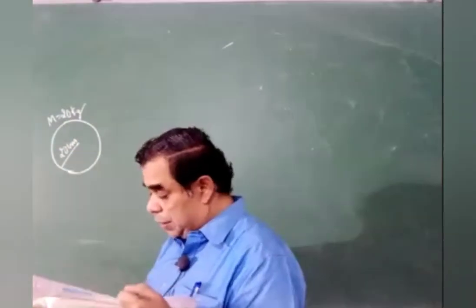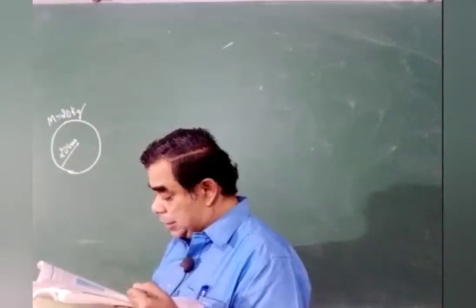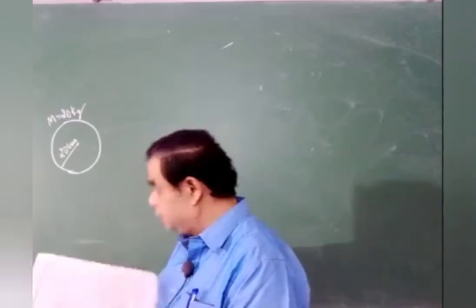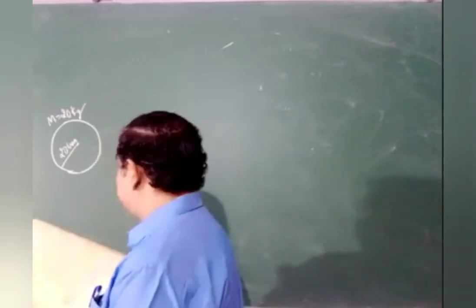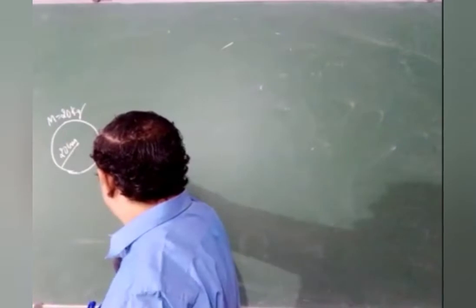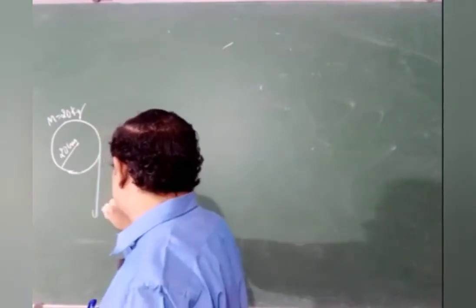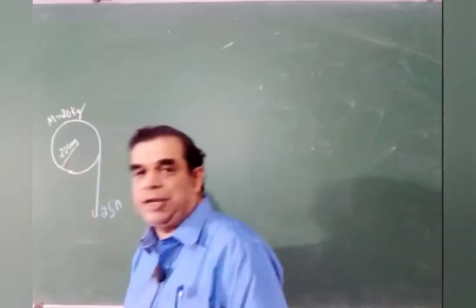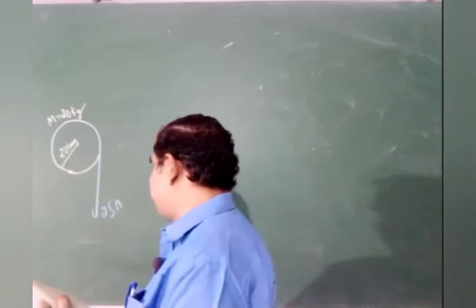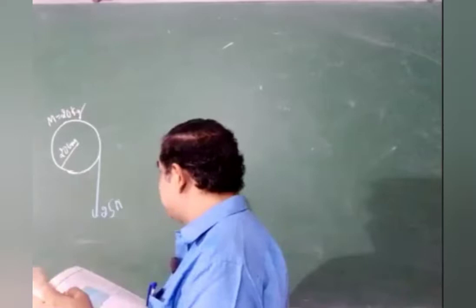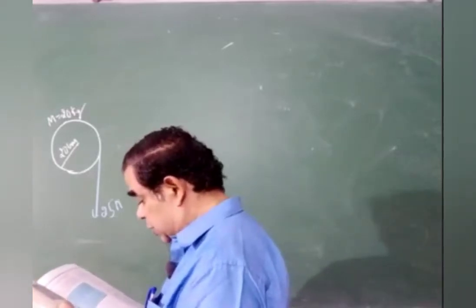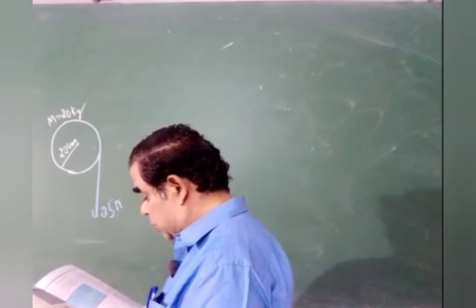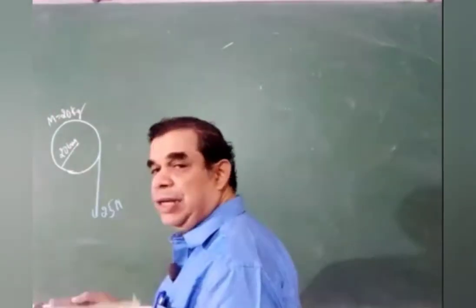And what else is given? A steady pull of 25 Newton is applied on the cord as shown. Say, it is like this. This way it is 25 Newton. This is the cord, and this way the 25 Newton is applied. This is the figure given in the text. Then you are asked to calculate first the angular acceleration of the wheel.